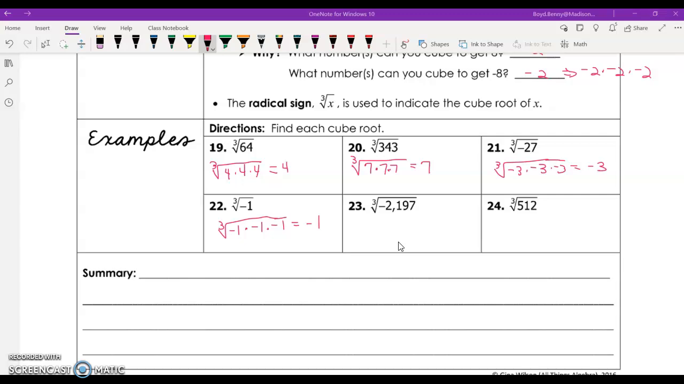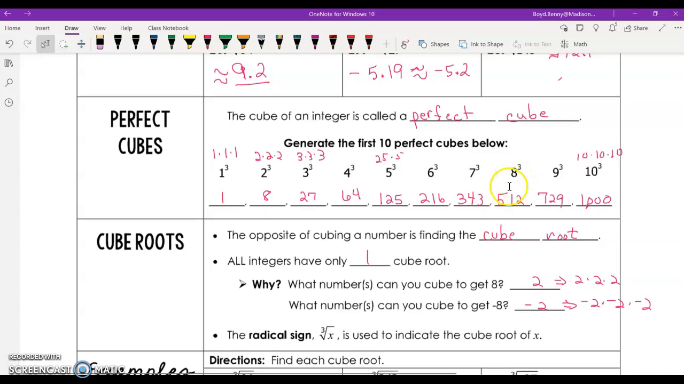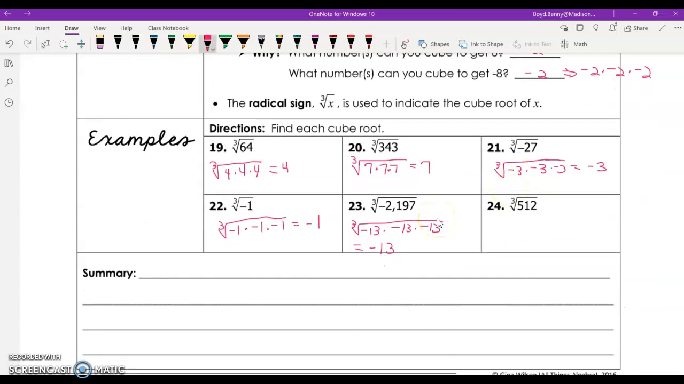Okay, guys, let's see how you did. So the cube root of negative 2197 would be negative 13 times negative 13 times negative 13. So the cube root of negative 2197 would actually be negative 13. Okay, we actually have this one above. If you look up here, we've got 512 is 8 to the third power. So the cube root of 8 to the third power is actually 8. So guys, how'd you do?